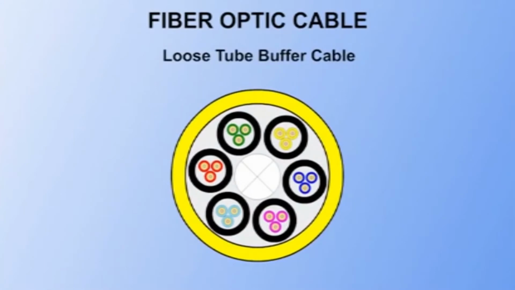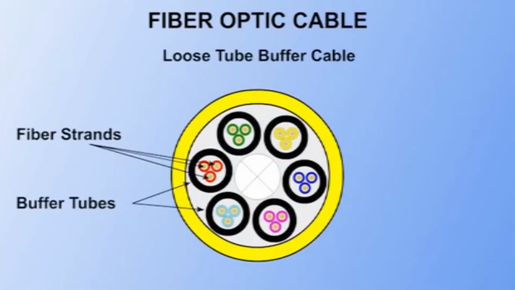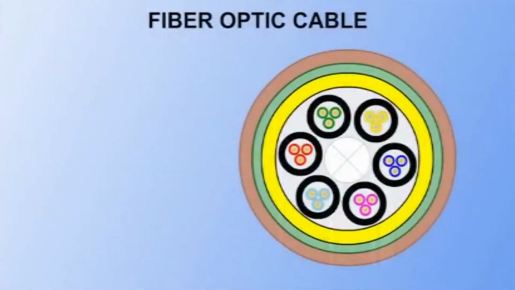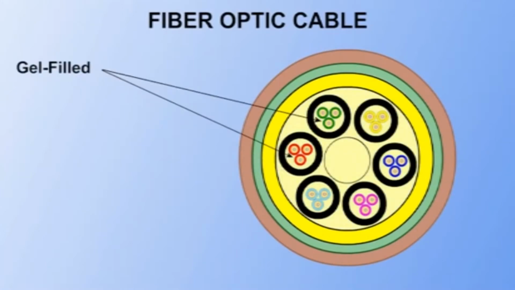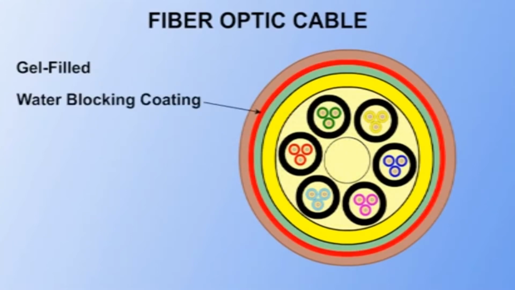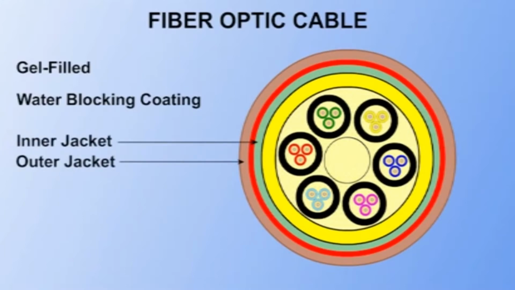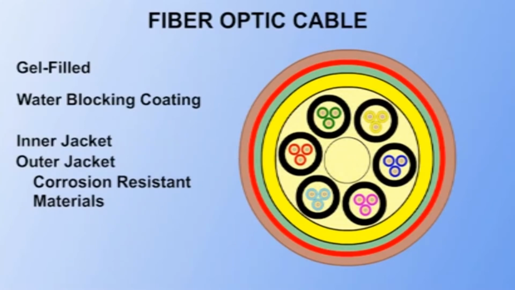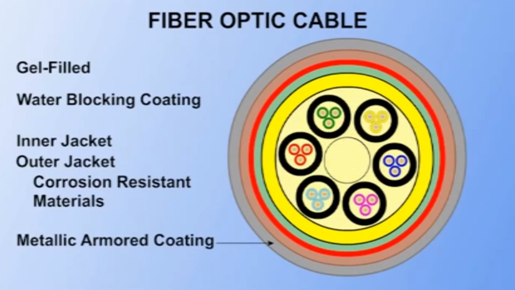In loose buffer cables, the fiber strands are contained within buffer tubes, allowing the strands to move freely while also providing additional protection for the strands. The addition of buffer tubes and other protective layers causes the cable diameter to increase. Fiber cable that is used outdoors is normally filled with a waterproof gel. The buffer tubes may also contain this gel, as well as a water-blocking coating between the inner and outer jackets. Both inner and outer jackets are made of materials designed to resist corrosion and add greater protection to the cable. Some cables also have a metallic armored coating for strength and to protect against rodents.